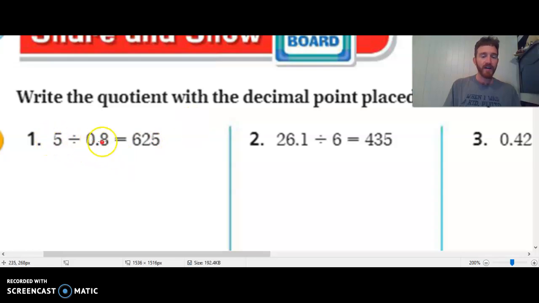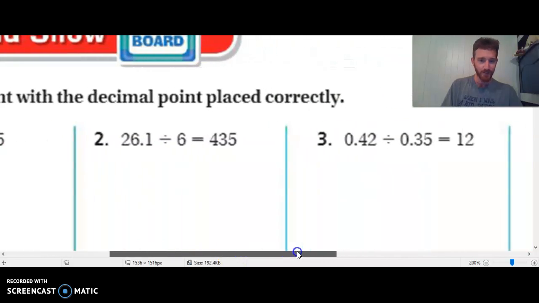We have 5 divided by 0 and 8/10. If you round that, you can just think that's kind of like 5 divided by 1. It's pretty close. Our answer would be about 5. So the way we can make this 625 be about 5 would be to put a decimal here, making it 6 and 25 hundredths. Okay, that's probably where I would recommend doing that. That's a good way to start. Again, this is just real quick.